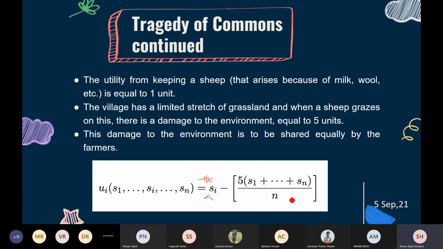See that if all the farmers choose to keep sheep, then this will be minus 5n divided by n, right? If none of the farmers choose to keep any sheep, then all these strategies will be 0, and so the damage to the environment will be 0. So this is how we represent the equation: SI minus 5 into the damage to the environment, divided by n because it's shared equally by all the farmers. So this is how the utility equation is for this particular case.